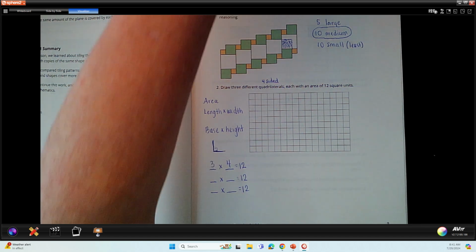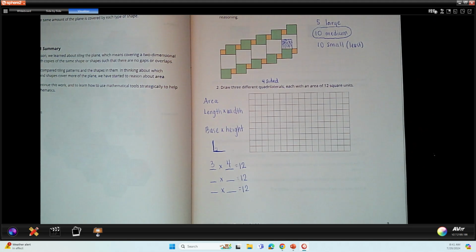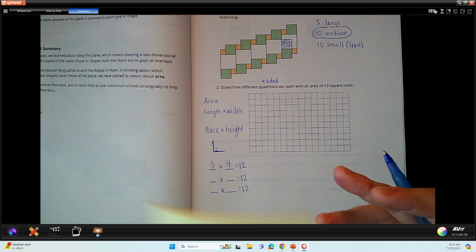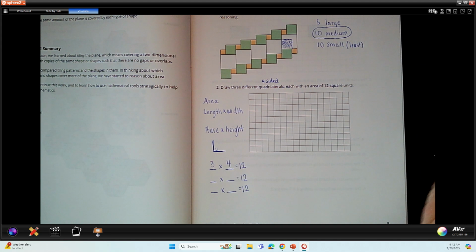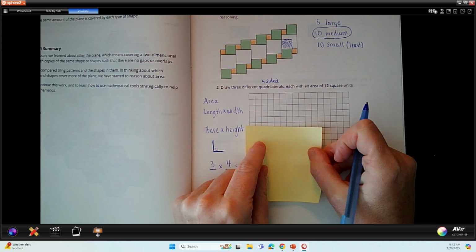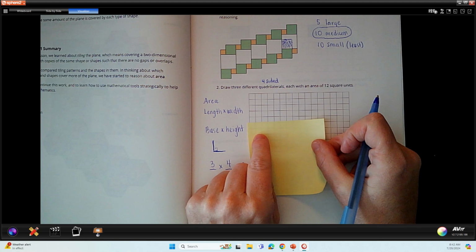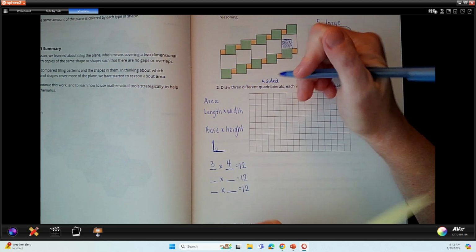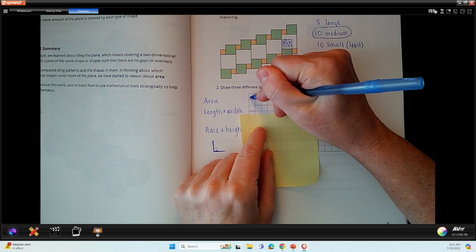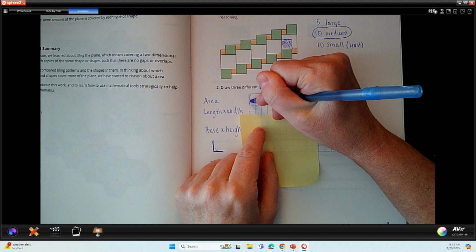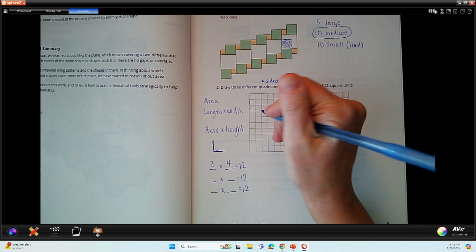I'm going to use a little straight edge here. I think I have one of my, actually, I have a post-it note. I'm going to use a post-it note instead of a ruler. Post-it notes are also good to have on hand. Okay, so I'm going to start over here, and I'm going to make a 3 by 4. I'm going to go my height of 3, 1, 2, 3, and my base of 4.